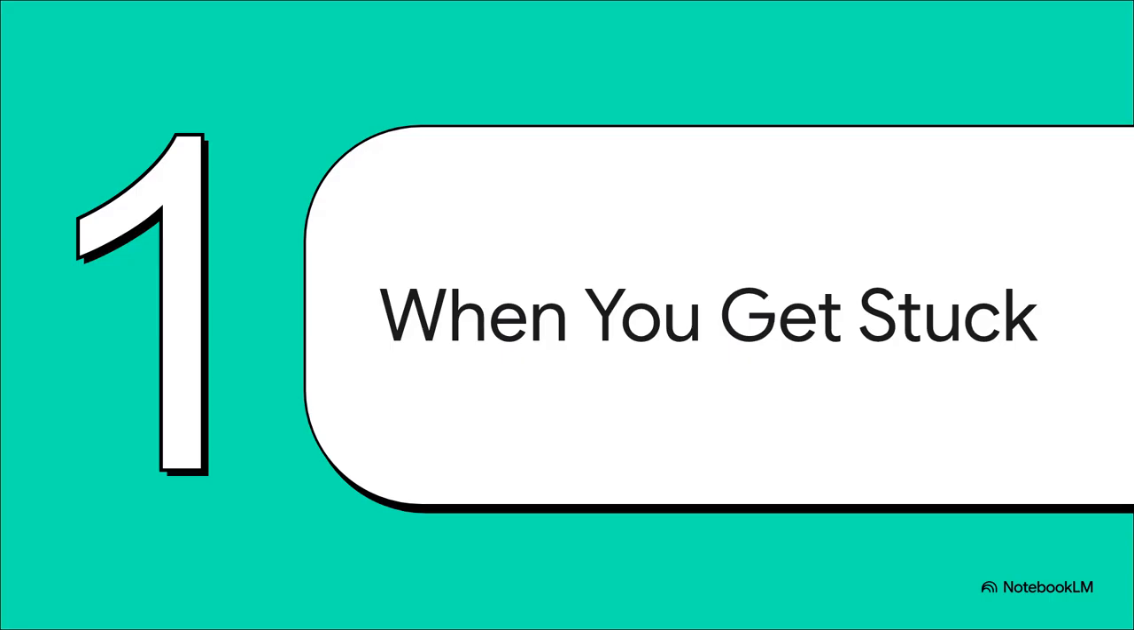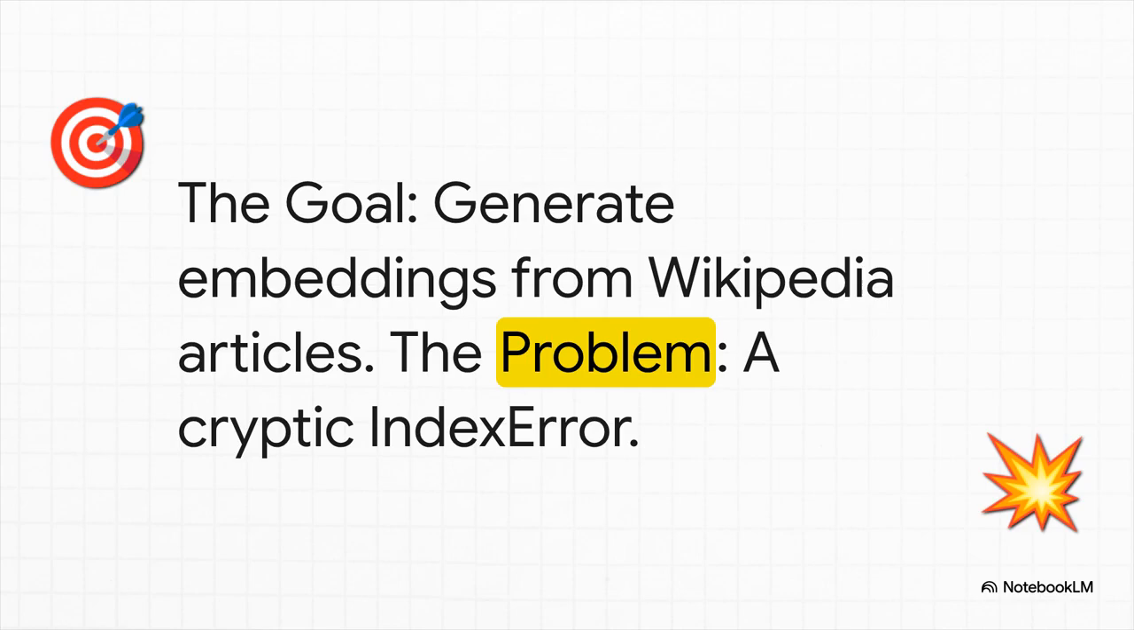So let's walk through a real-world example. Imagine you're building a custom search engine. Pretty cool project, right? You're making awesome progress, and then you hit a wall. A confusing, totally unexpected wall. Your goal is pretty straightforward. You want to take some text from Wikipedia and turn it into embeddings with a Hugging Face model.